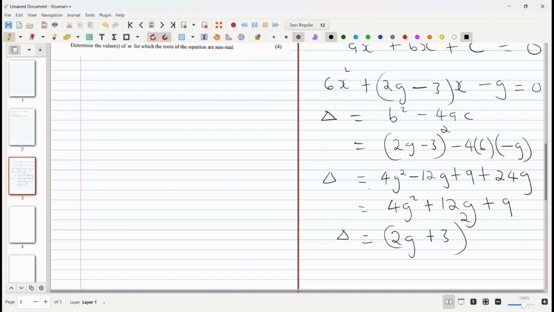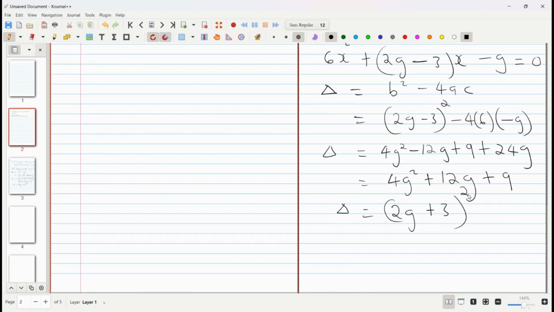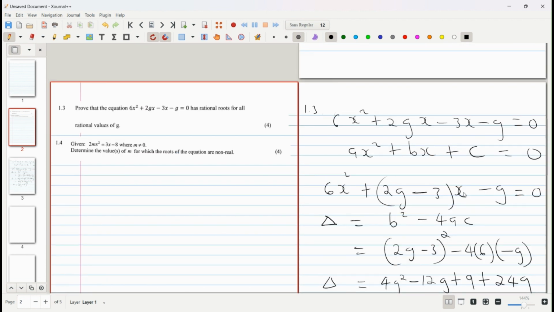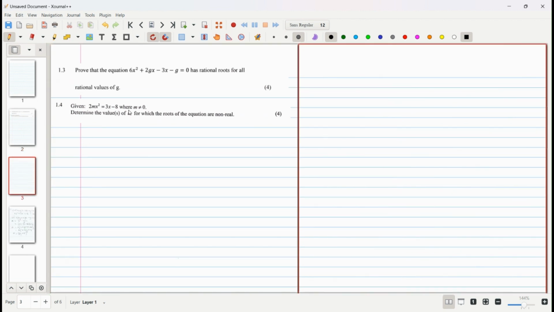So we can see our discriminant here is a perfect square, right? So it means that the roots are rational, right? So we have proved that the roots are rational. Okay, so we can see it has a perfect square. Okay. And then going to the next one, 1.4.